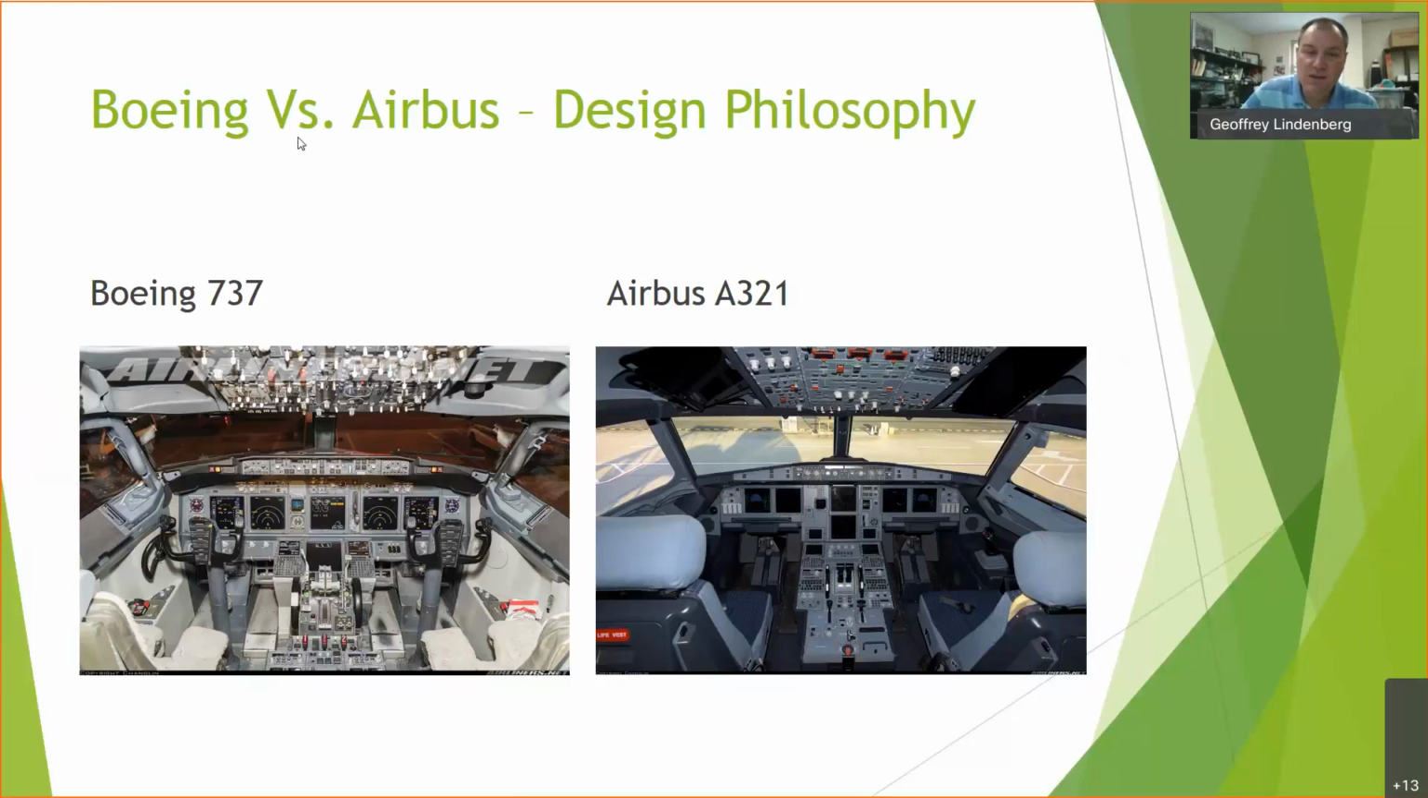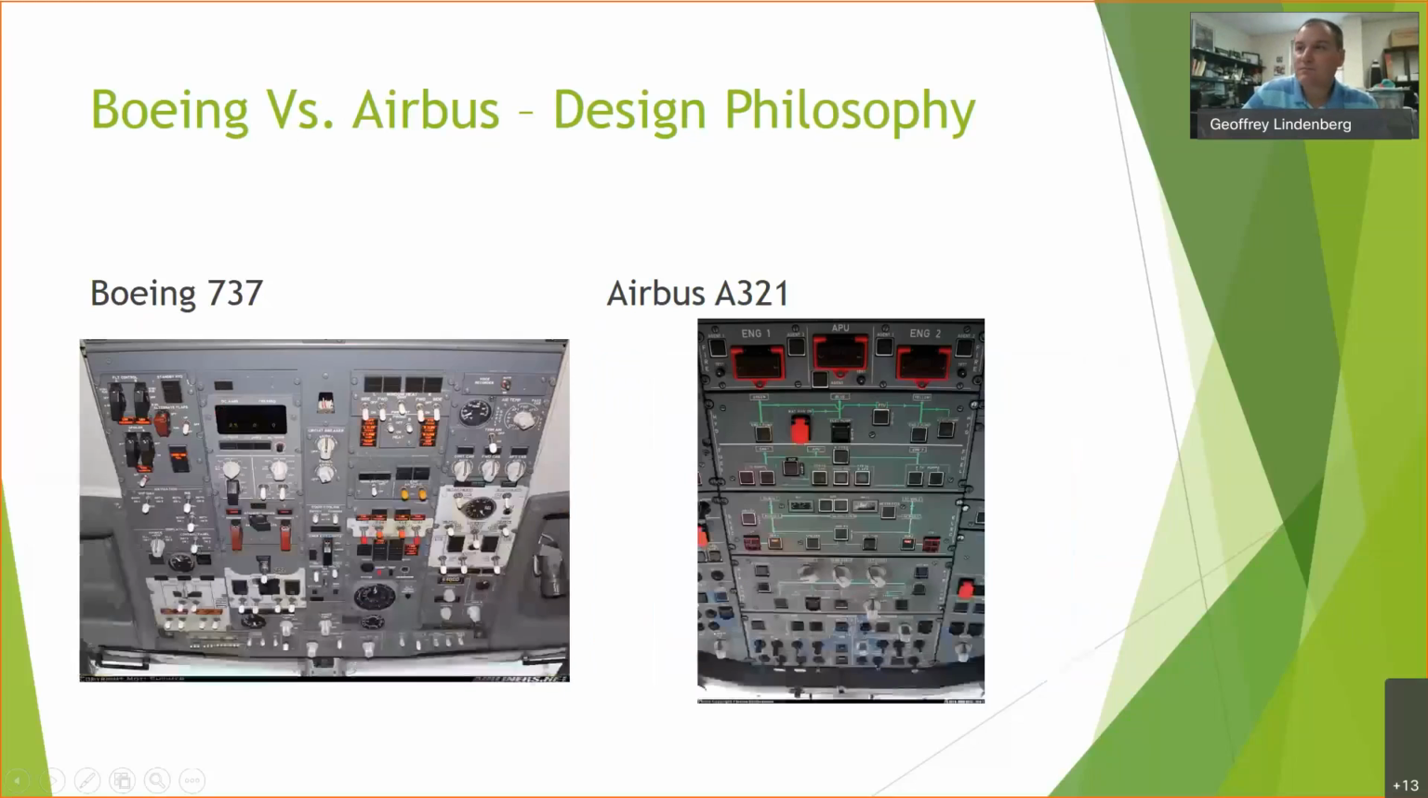Other things you see have to do with the way they do panels. So this is looking at the 737. This is a newer 737, I believe a 737-800, in the 6-7-8-900 family.